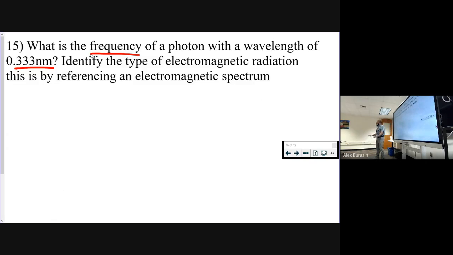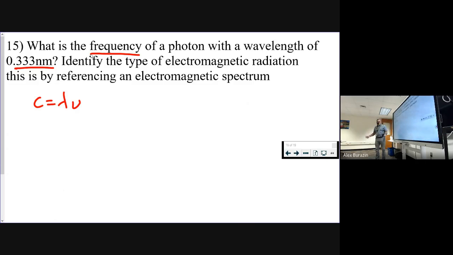We have an equation that allows us to compare those two values. This equation from your packet: c equals lambda nu. c is the speed of light. It's a constant. You can look it up in the packet: 2.998 times 10 to the 8th. Lambda is wavelength. We have wavelength, but it's currently in nanometers. We're going to have to fix that. Nu is frequency. That's what we're trying to solve.